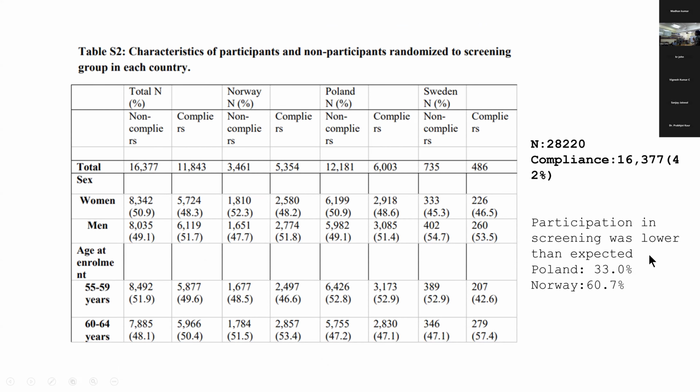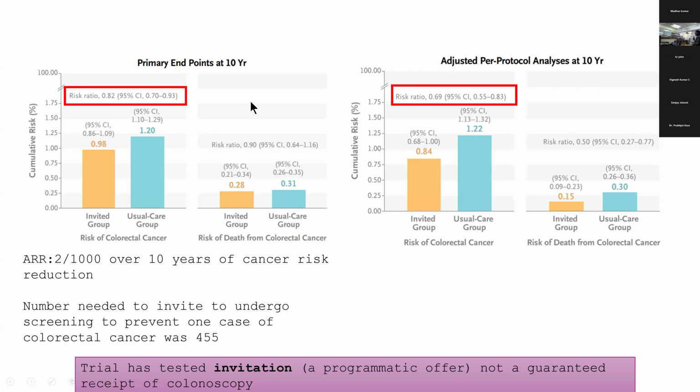Okay, so participation in screening was lower than expected. Poland only 33% complied, Norway only 60.7% complied. So if you look at your primary endpoint, which is your risk ratio, in the invited group, the risk ratio is 0.82. In your usual care group, the risk ratio was, from 0.98 to 1.20, the risk ratio was 0.82. So the absolute risk reduction was only 2 per 1,000 over 10 years of cancer risk reduction. And your number needed to invite was around 455. This seems to be a very low number with a low benefit.